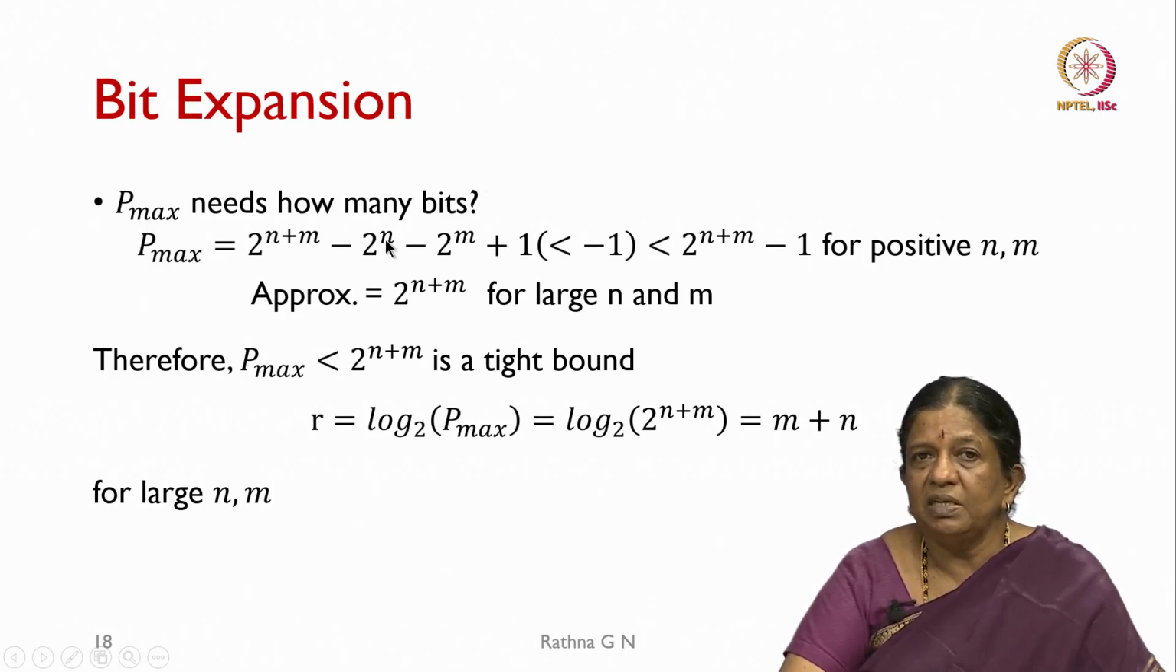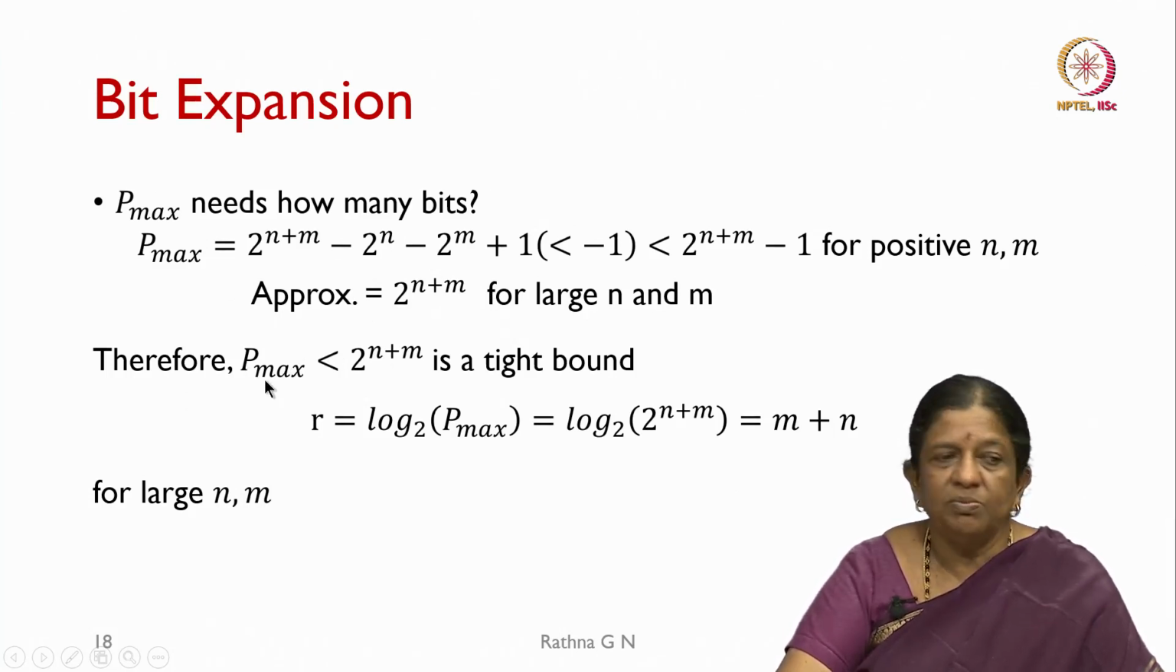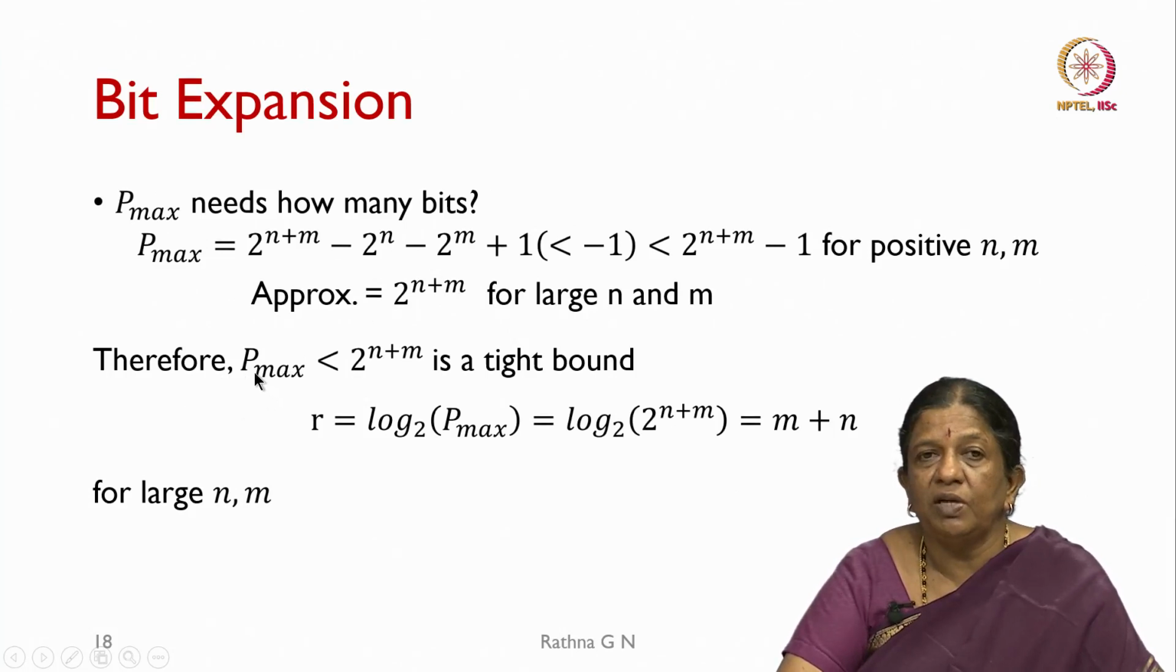So, we have represented this, and what the term is going to say is that it can be represented as minus 1. That is, it should be less than or equal to 2 power (N plus M) minus 1 for positive N and M, and if N and M are very large, we can approximate this P max to 2 power (N plus M). Therefore, we say that the maximum number of bits required to represent the product is less than 2 power (N plus M). So, we say this is a tight bound.